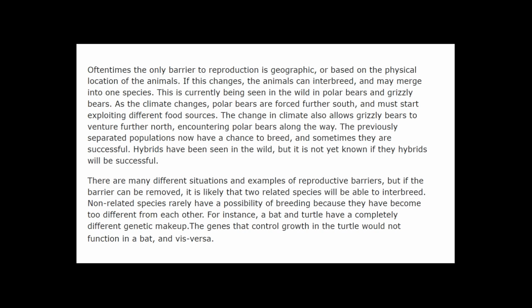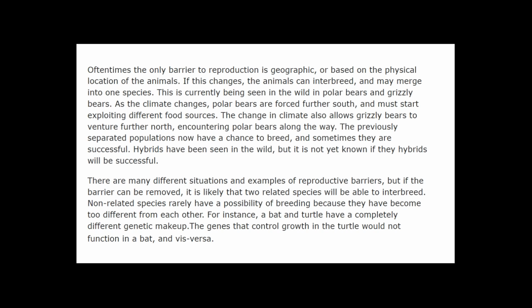And there are many different situations and examples of reproductive barriers. So in the case of the bears, it's an ecological barrier rather than a geographic one, because they can come into contact with each other, but they inhabit different ecological conditions. But if the barrier is removed, it is likely the two related species will be able to interbreed.